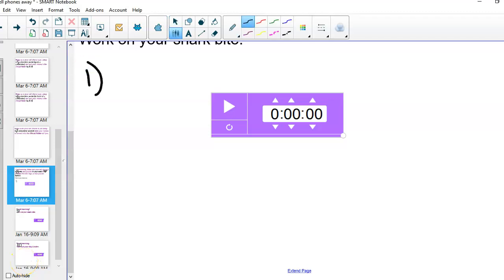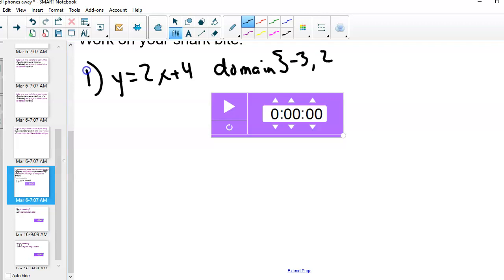Alright, number 1 asks you, given this equation and the domain of this, to find the range. So you could have done this one of two ways. By hand or in your calculator. I'm just going to do it in your calculator.